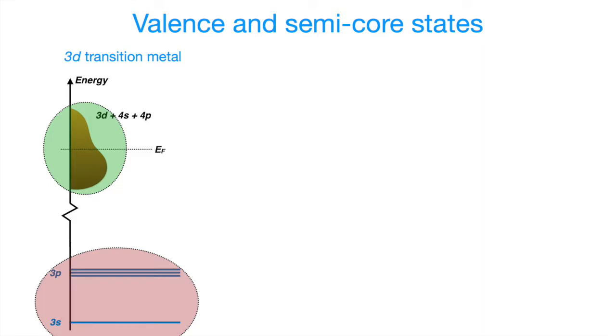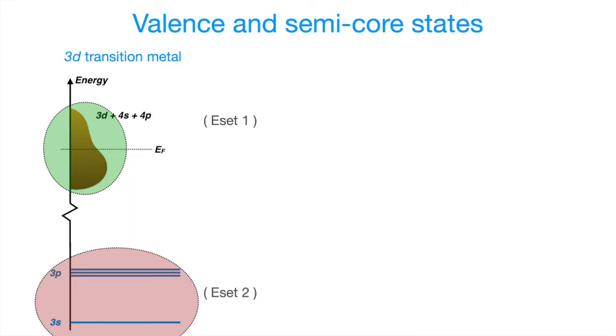A few tens of electron volts below the Fermi level, we also have 3p and 3s states. They are called semi-core because they don't lie at energies deep enough to be associated with core, strictly speaking, but nor do they contribute to the chemical bonding. So for certain properties, it's quite safe to assume that 3p states are just atomic-like.